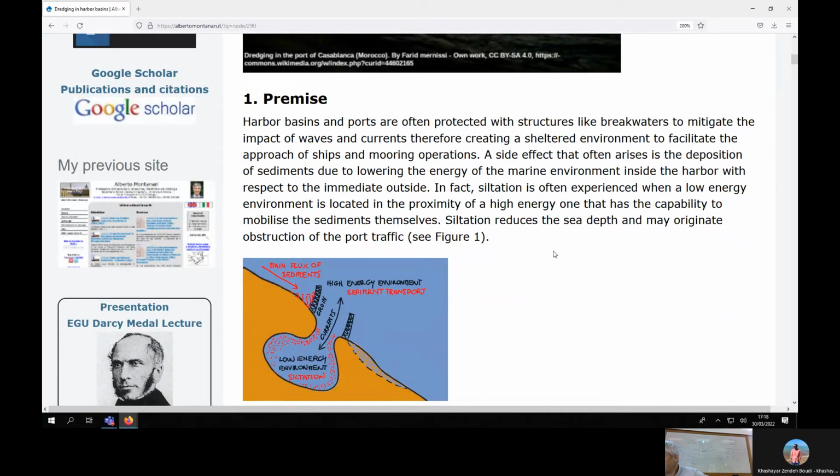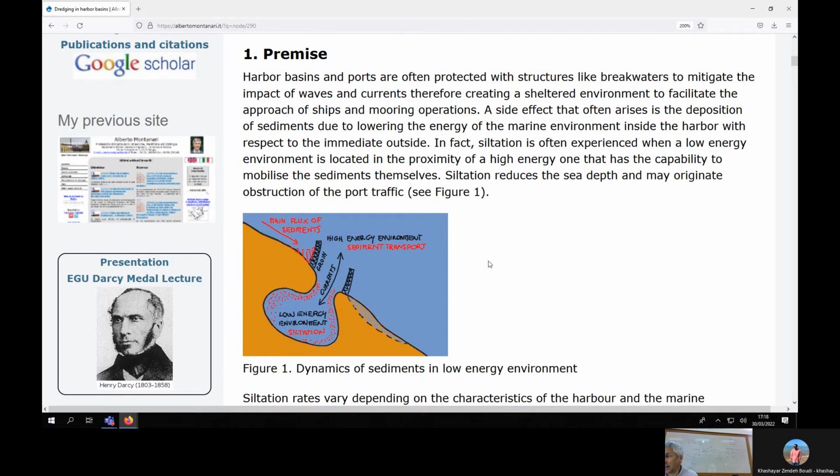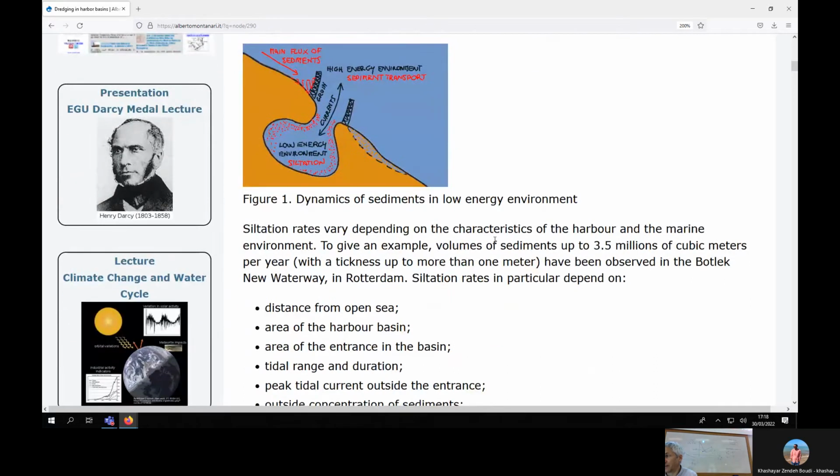And basically, the premise that I made is summarized by this picture. So harbor basins are protected, as you can see here. And if you put breakwaters or groins, they are even more protected. And therefore, you have a low energy environment where you have siltation. And therefore, the problem is how to operate.